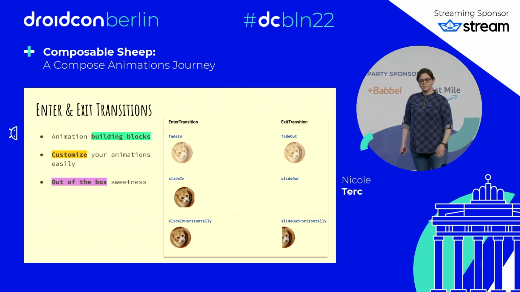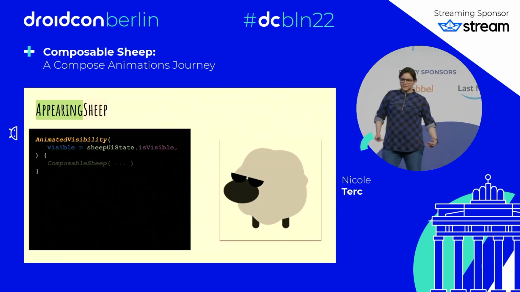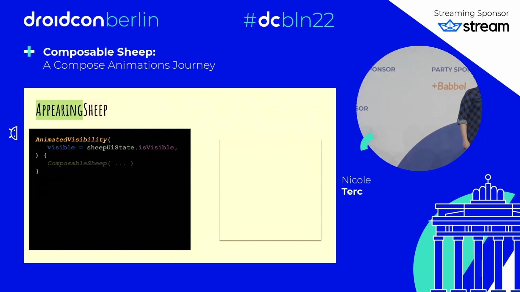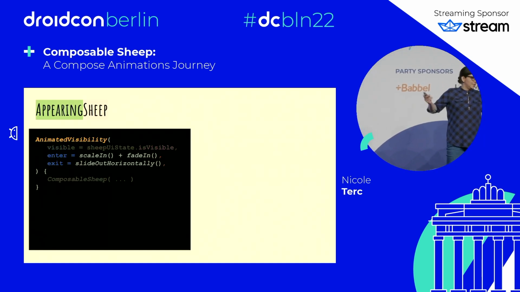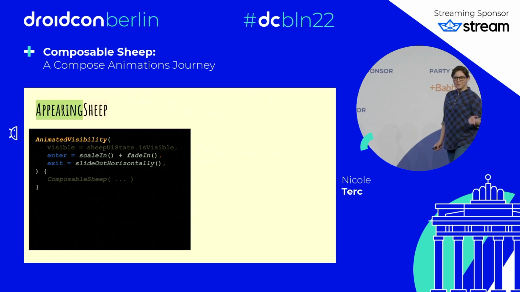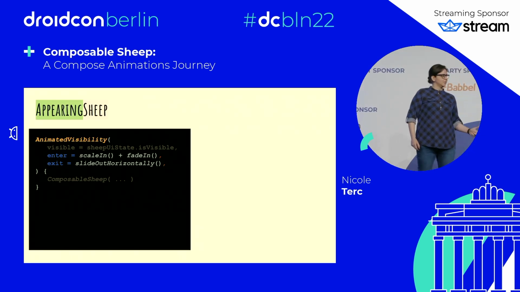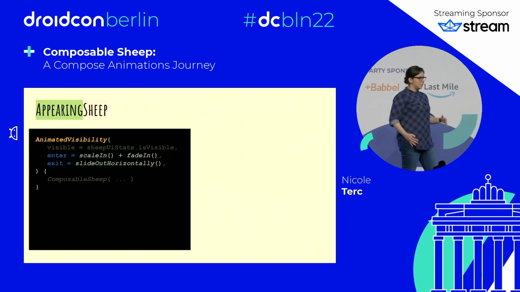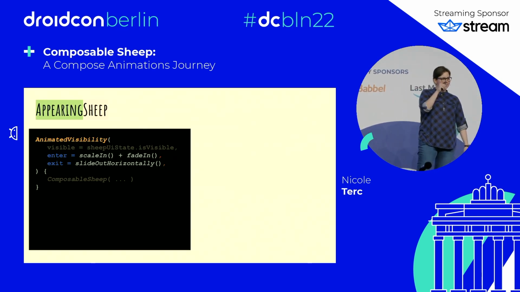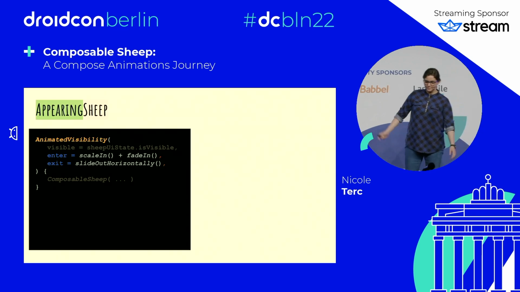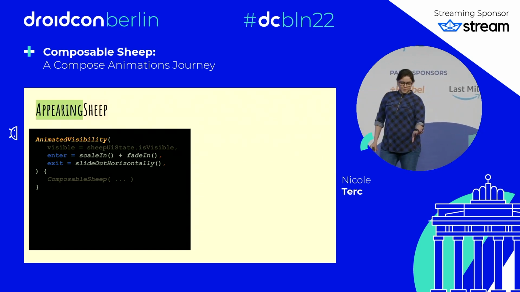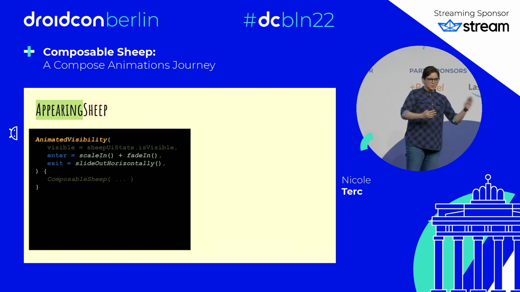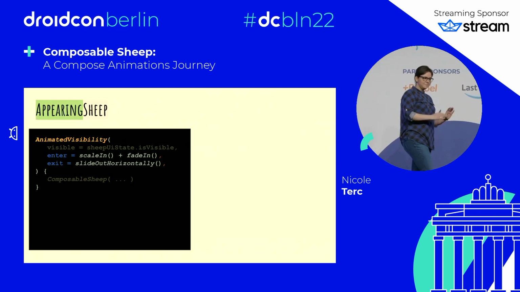But how do we use them? Let's go back to our appearing chip, and let's change some things. In order for me to pass the enter and exit transitions, the only thing you need to do is pass them. There are optional parameters in that composable that receive the enter and exit transition. And these transitions are super flexible, so you can even mix and match them and just add whatever you want in there by adding a plus sign. This composable function is already going to do everything behind the screen, so you don't need to worry about who's going to start, who's going to go next. No. You just add them, and that's it.